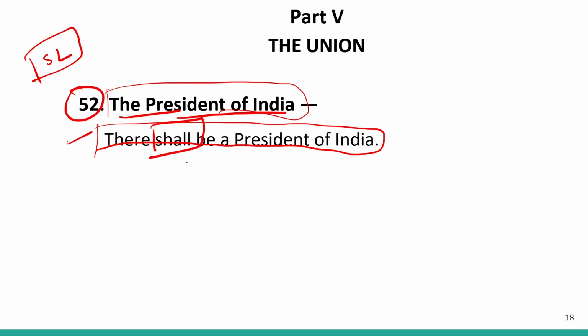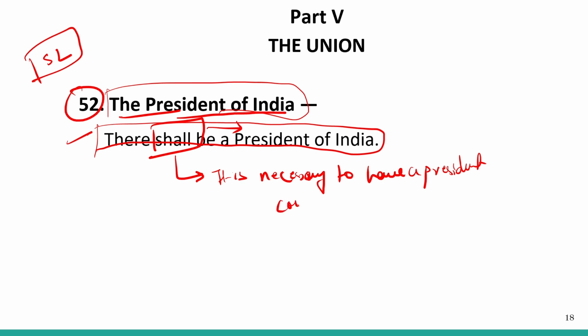You see the word "shall", and this gives the strength that it is necessary to have a president. It is compulsory to have a president in India. Without the president, the executives cannot function. How are we sure about this? Because Article 52 specifically mentions that there shall be a president of India.